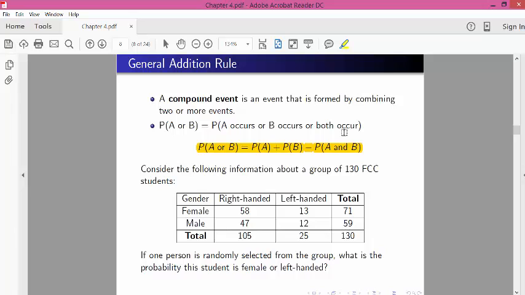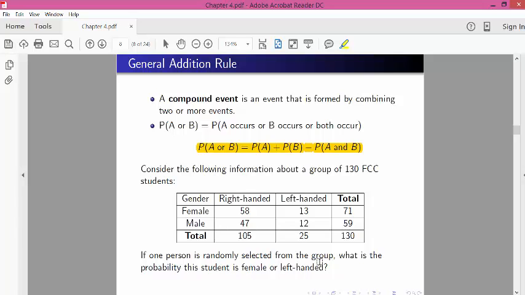Okay, so let's go ahead and take a look at this example right here. We have a contingency table where we have right-handed and left-handed people, and then they're also classified as female and male. Okay, so there's 130 total students here. They go by gender and right-handed or left-handed. So let's say we have the following problem. If one person is randomly selected from the group, what is the probability this student is female or left-handed?